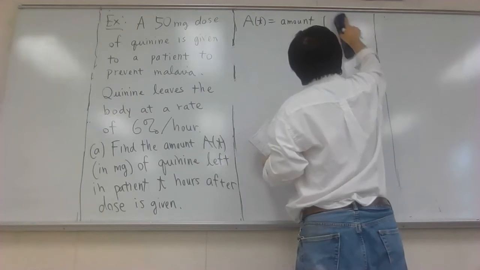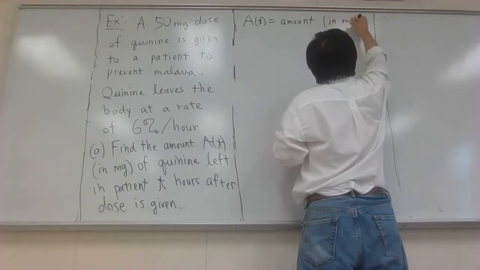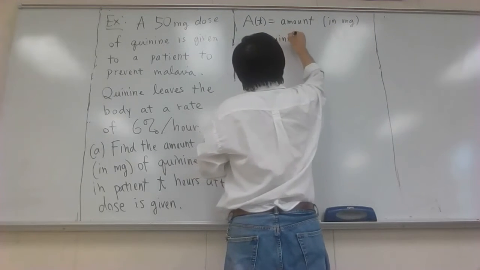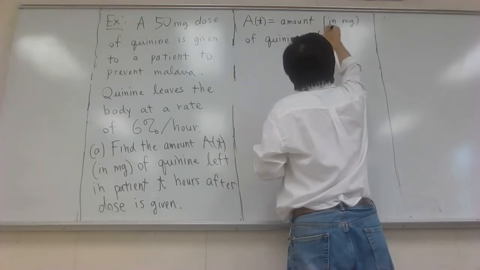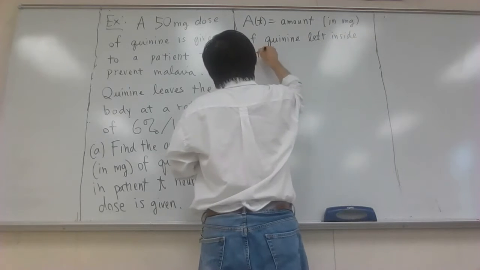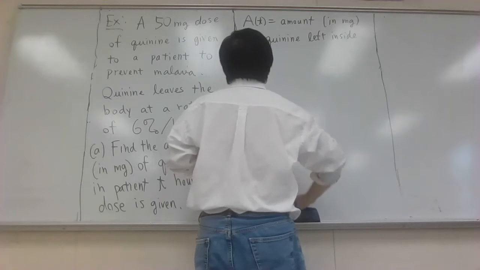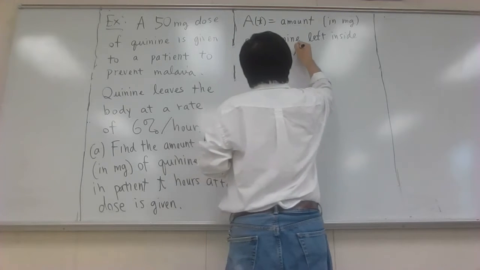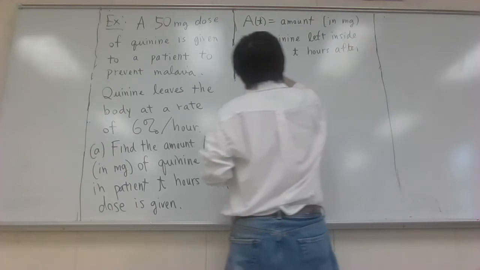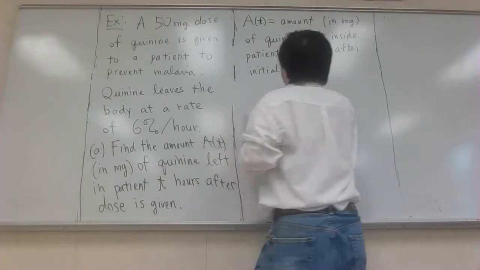The amount in milligrams of the drug that's left inside the patient T hours after the initial dose. Right, that's the variable of interest.